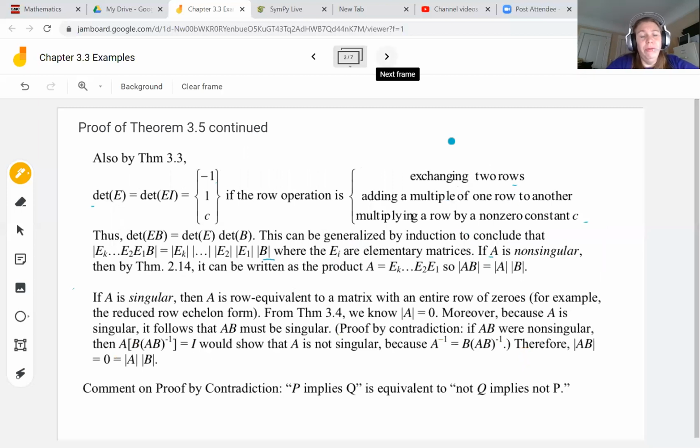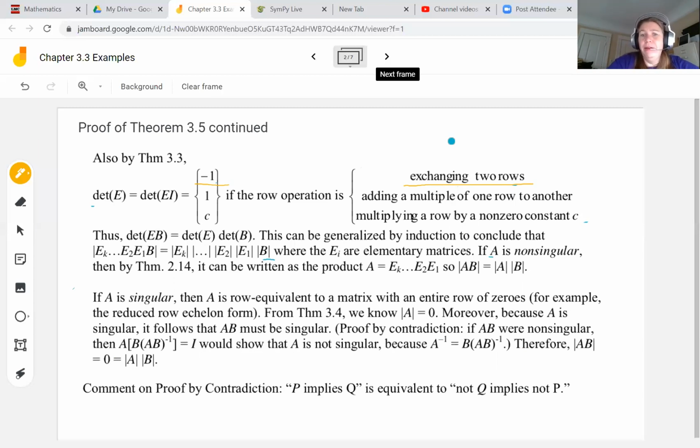We also know from theorem 3.3 that the determinant of E is the same thing as the determinant of E times the identity. That's because we know the identity doesn't change matrix E. And if the identity is by itself, its determinant is just one, right? The product of the diagonals. And so if we multiply elementary matrix E by the identity, there's three possibilities. If the elementary matrix is exchanging two rows of the identity matrix, then we're going to get a negative one, because that's like negative times the determinant of I. So that would be negative one, since the determinant of the identity matrix I is one.